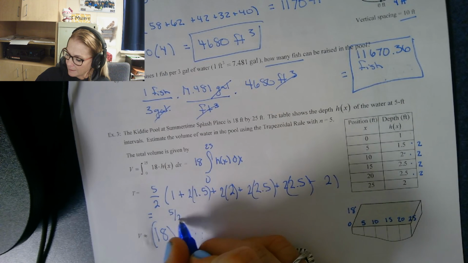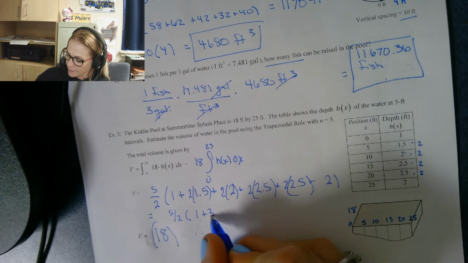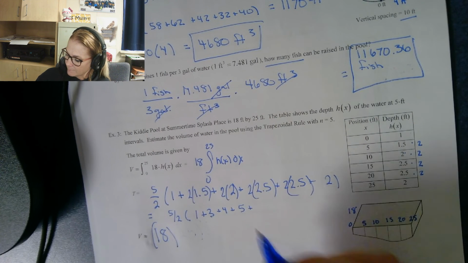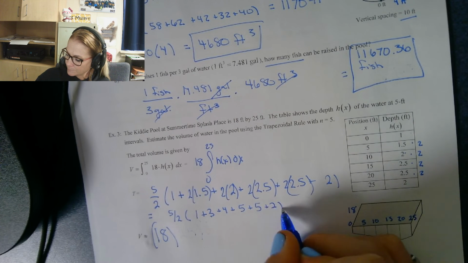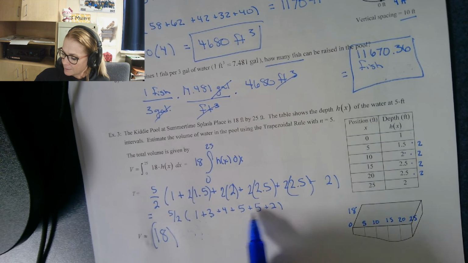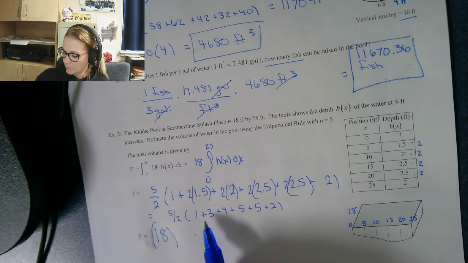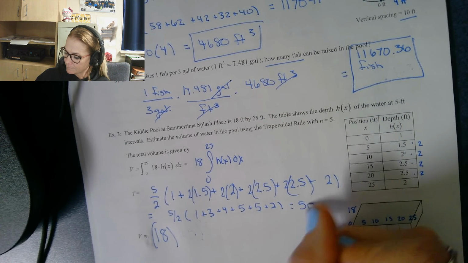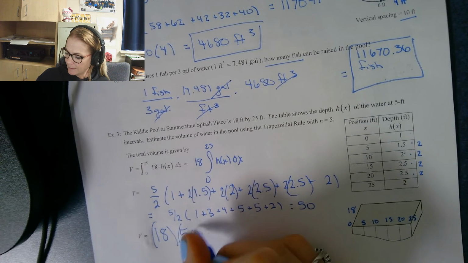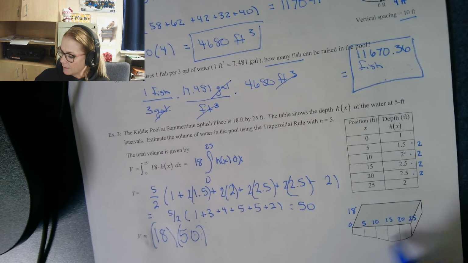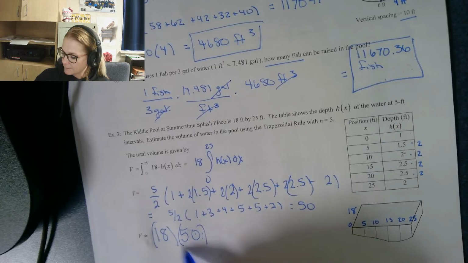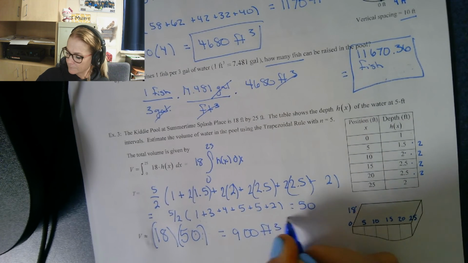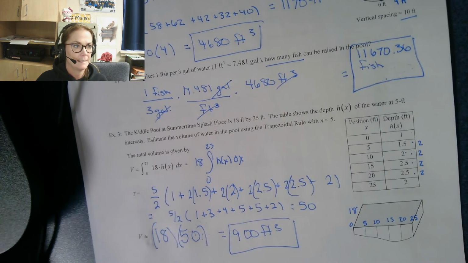All right. So this comes out to be 5 halves of 1 plus 3 plus 4 plus 5 plus 5 plus 2. So 10, 16, 19, 20. So it should be 50. So we're going to multiply that other dimension of 18 by all this underneath that has the 50, and it's going to be 900 cubic feet. No dimensional analysis needed there.